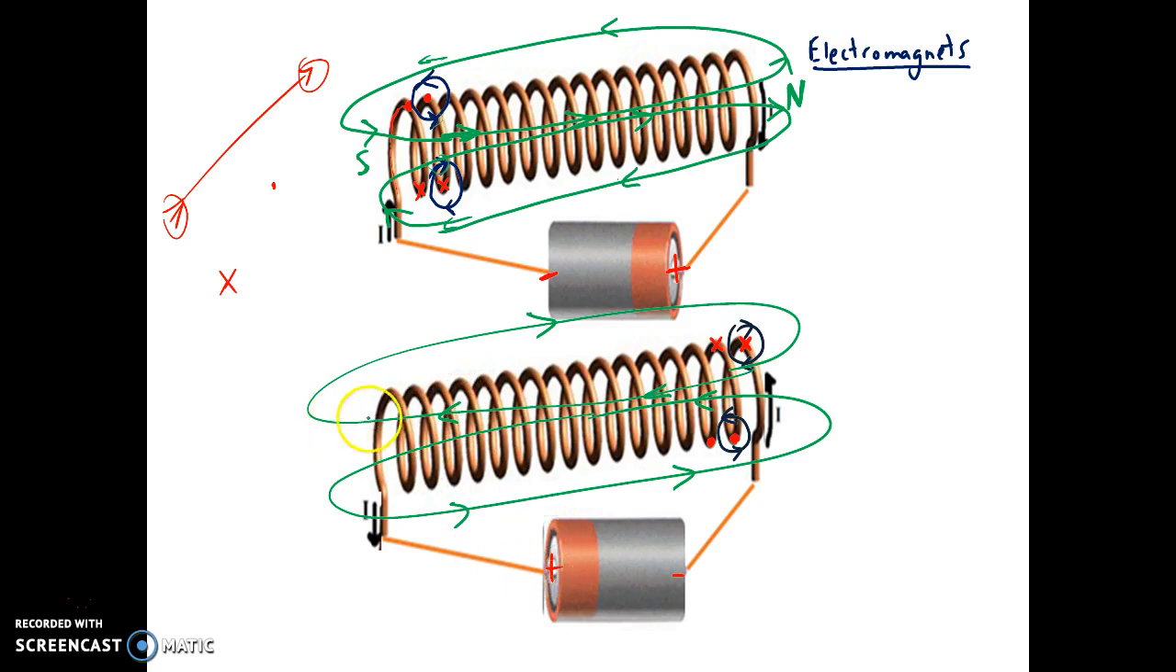So here, remember, magnetic field lines come out of the north, so this is the north end of my electromagnet, this is the south end. The whole key I'm trying to get across here is if you change the direction of the current, this changes the direction of the magnetic field. This went from a north to a south just by changing the direction of the current.